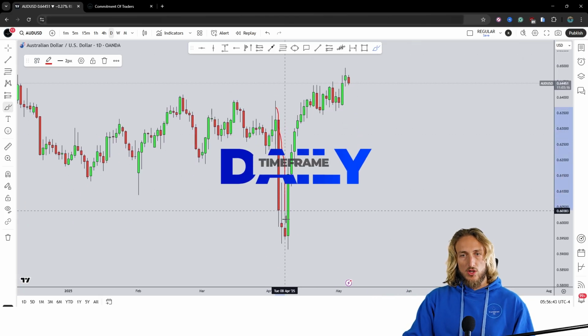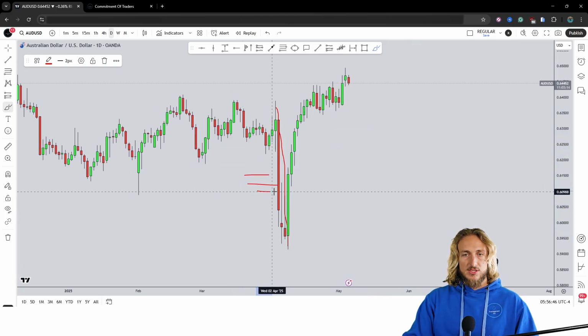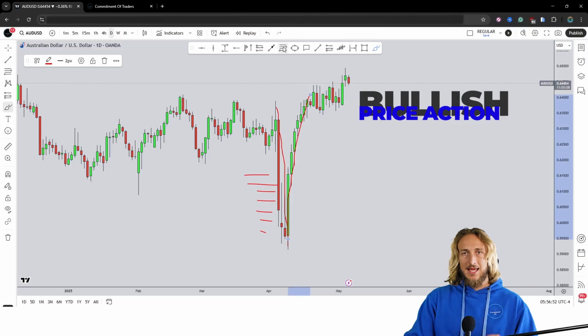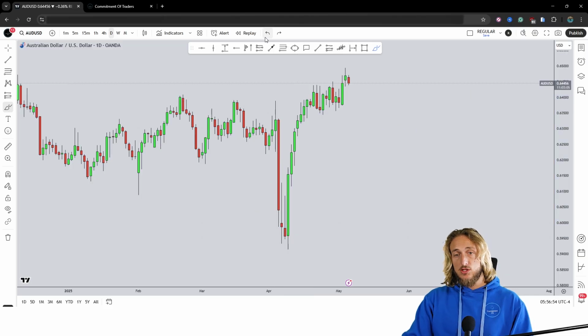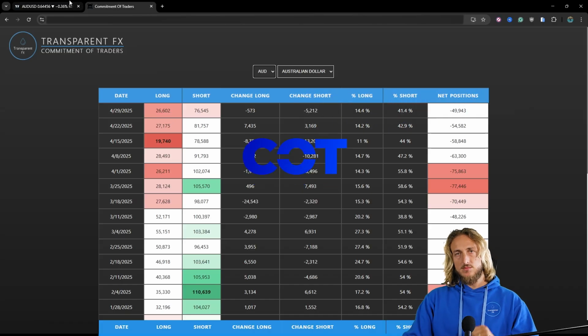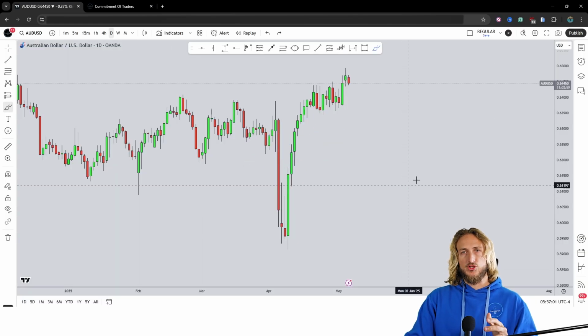We had a huge drop to the downside. All the stop losses that were placed below these lows actually got triggered, and then the market reversed to the upside. And at the exact same time, institutions were buying, as we will now see from the commitment of traders. But that is something that I will be speaking about in just a few moments.